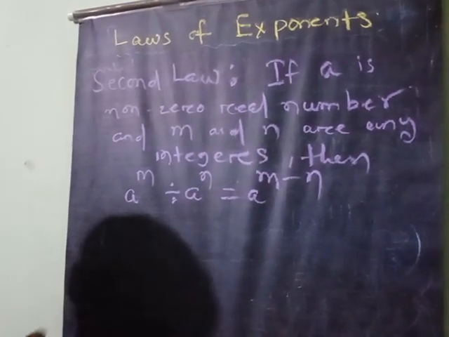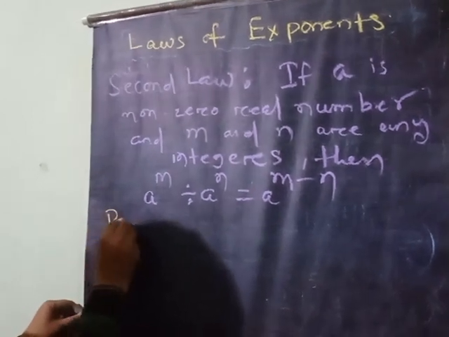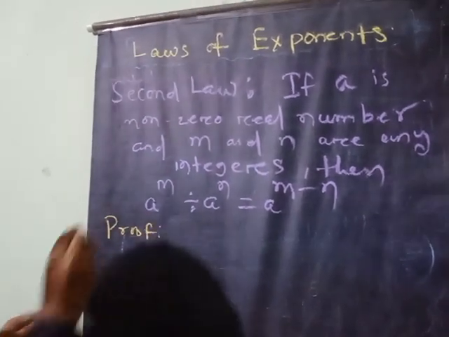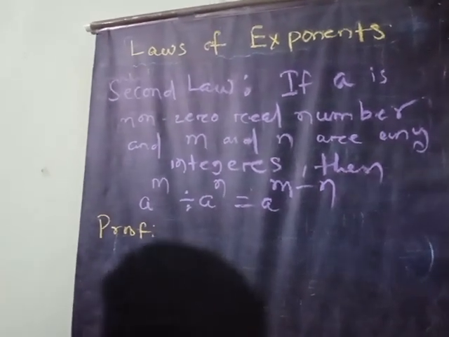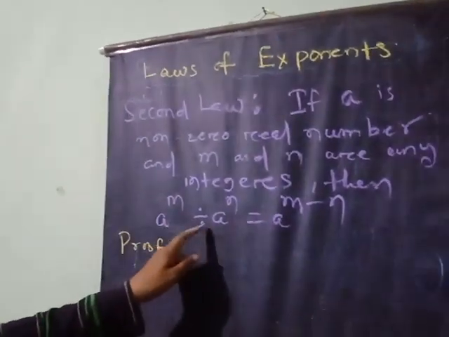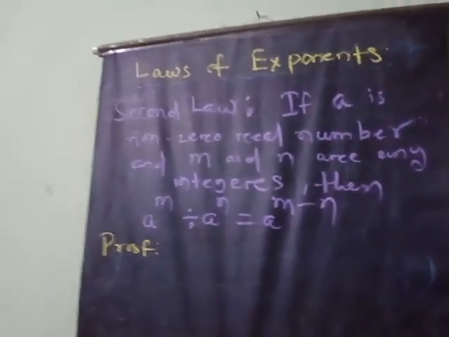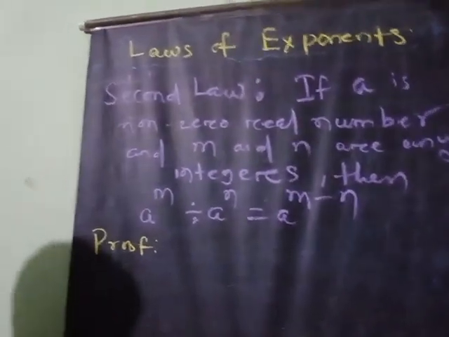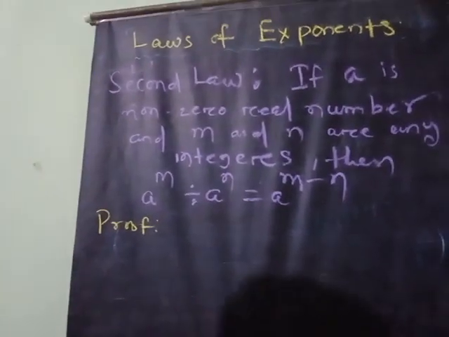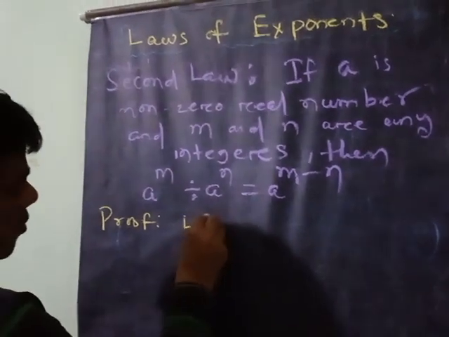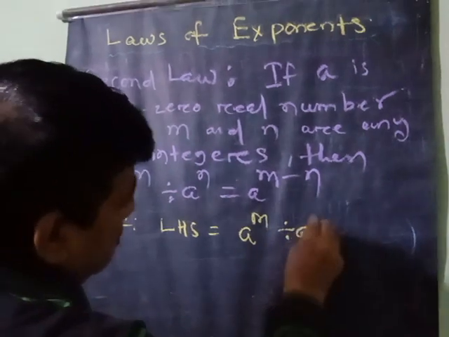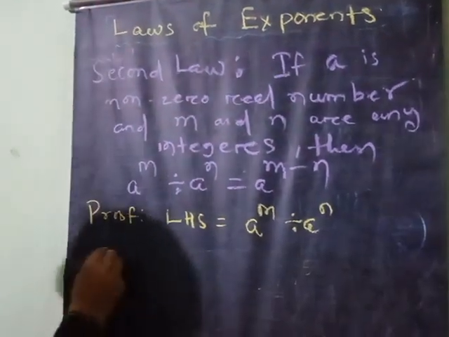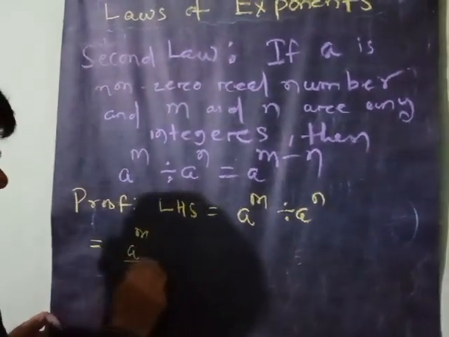Let us prove. The same: if a is any non-zero real number and m and n are any integers, then a to the power m divided by a to the power n is equal to a to the power m minus n. The first law is called the law of multiplication. This is called the law of division. Okay, let us take the LHS: a to the power m divided by a to the power n. Understand?